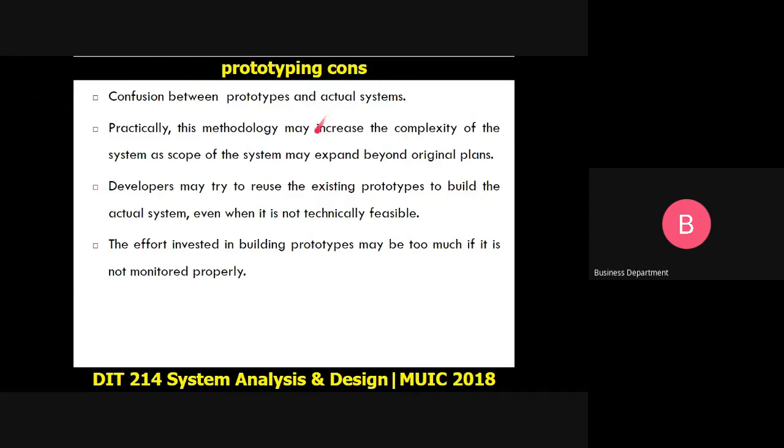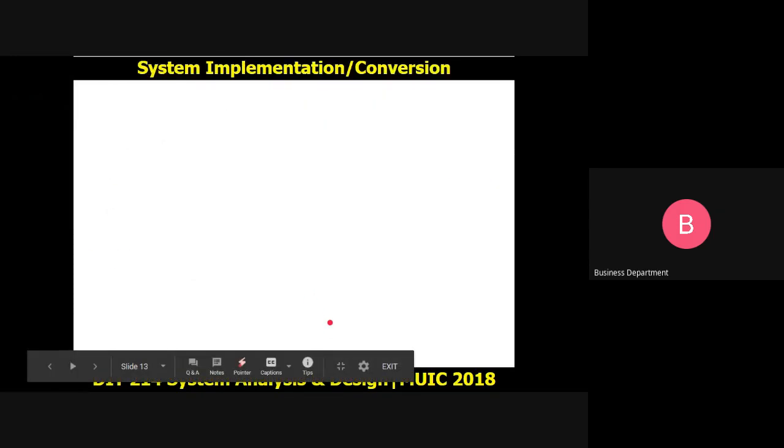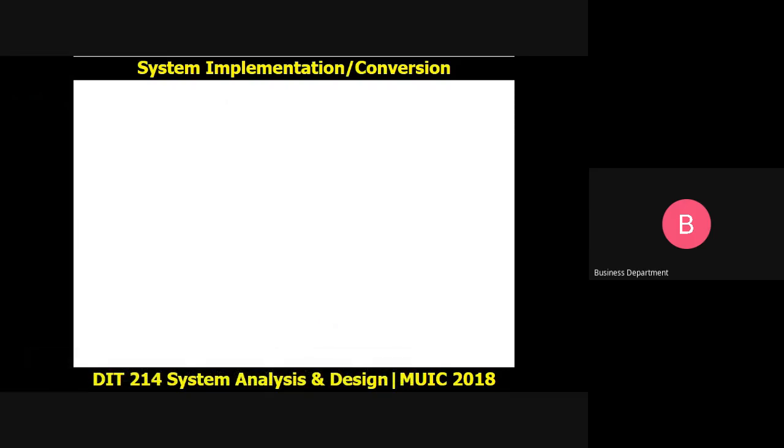So we look at conversions. Yes, you have been able to implement the system. You have been able to do proper coding. And now you want to implement the system, or you want to abandon the old system and come up with the new system. So the process of migrating from the old system, and this old system could be a manual system that was existing, or it could have been a computerized system that you are replacing with the new system, is what we call system implementation or system conversion.